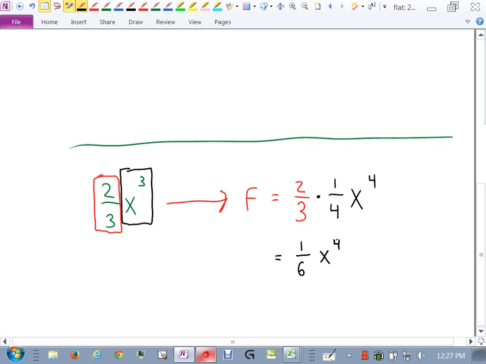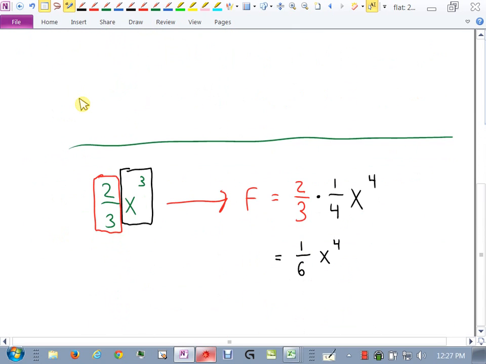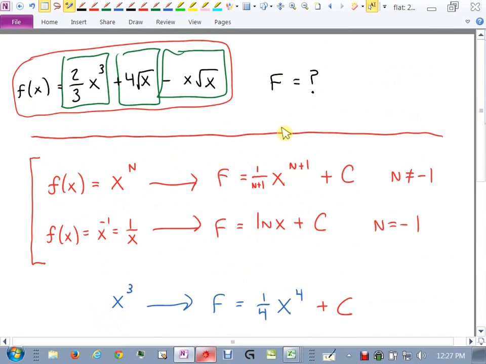Yes. What I'm going to do is add the plus c when we're finished with the problem, because this was just the first term. Okay? So I'm working this piece by piece right now. I'll come back and grab this later and put it in my answer. Now let's look at the next one.